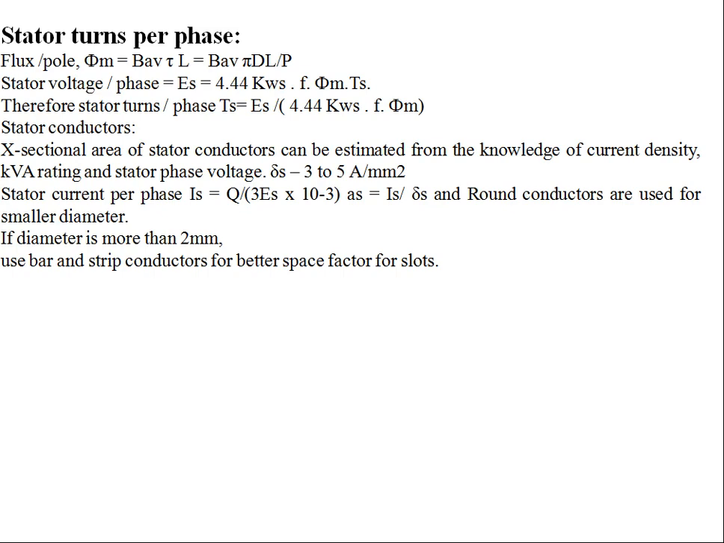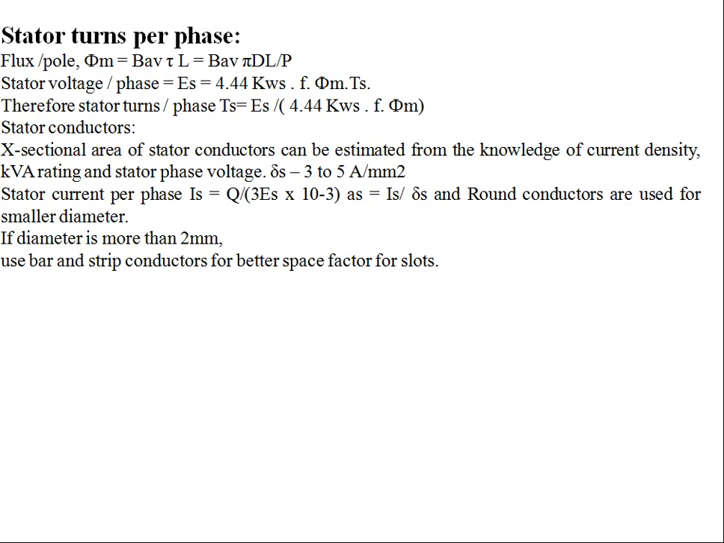And then for stator conductors, the important factor would be the current density. The cross section area of the stator conductors can be estimated from the knowledge of current density. From the kVA rating and stator phase voltage, it can be found out. The current density delta S, that is current per area, lies between 3 to 5 ampere per millimeter square.